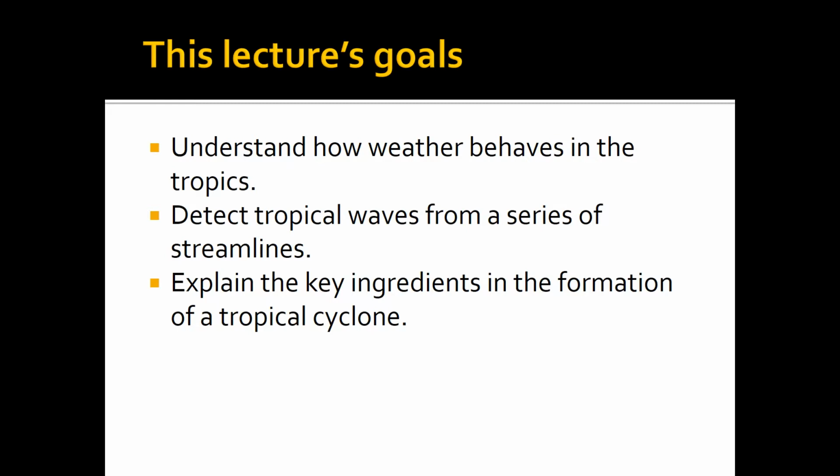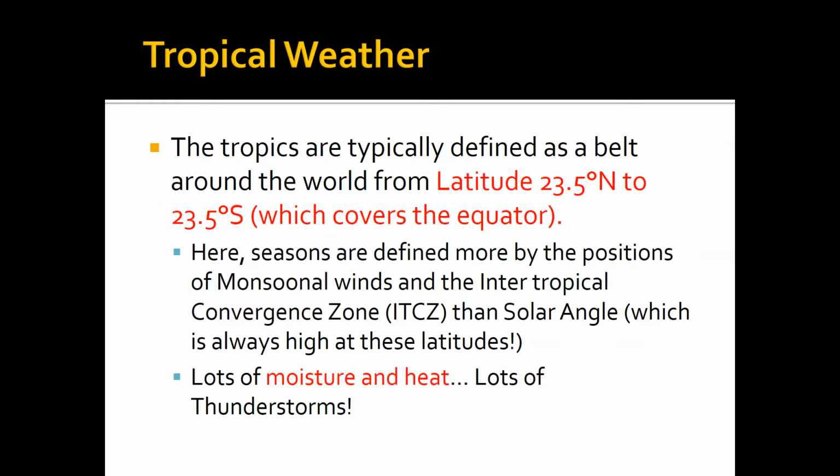Some of the goals for this first lecture video are to first understand how weather behaves in the tropics. Then we're going to talk a little bit about what are called streamlines and how you can detect tropical waves from them. And then we're going to talk a little bit about how tropical cyclones begin to form. And then in the next lecture, we'll specifically talk about hurricanes, how they get their names, the hazards posed by them, how we categorize them, the difference between a hurricane and a typhoon, and so on.